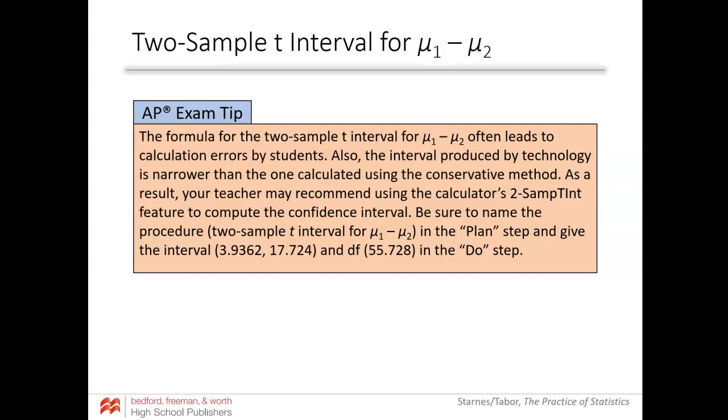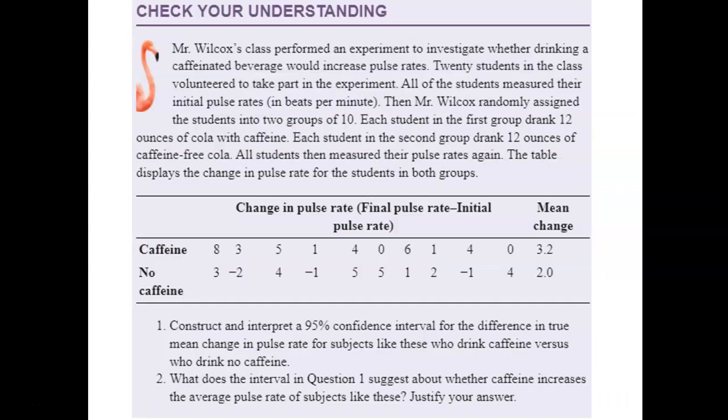As a result, your teacher may and will recommend that you go ahead and use the calculator's two sample t interval. Just make sure that you name the procedure in the plan step, and then you write everything out in the do step, including the interval plus the degrees of freedom that it gives you. Don't confuse your reader by halfway doing it by hand and halfway doing it on the calculator and writing both of them out. I think they're going to get ornery if you do that.